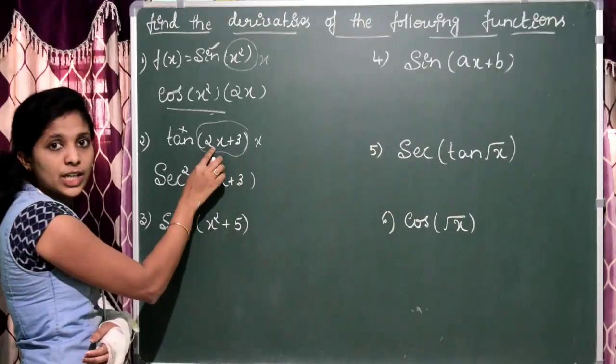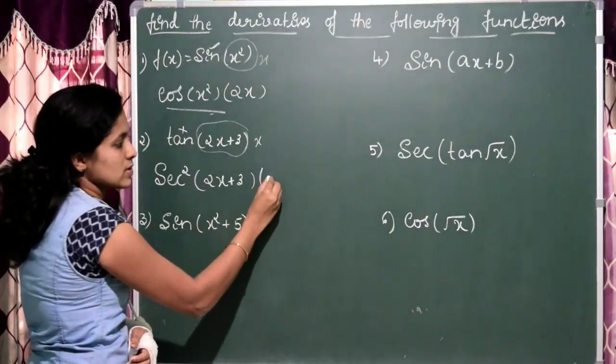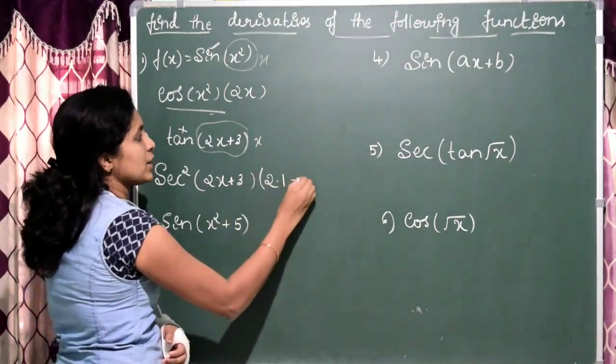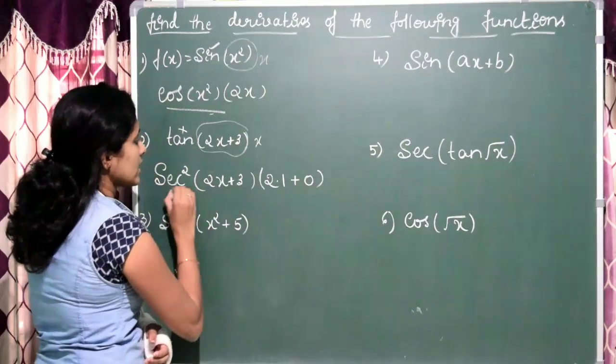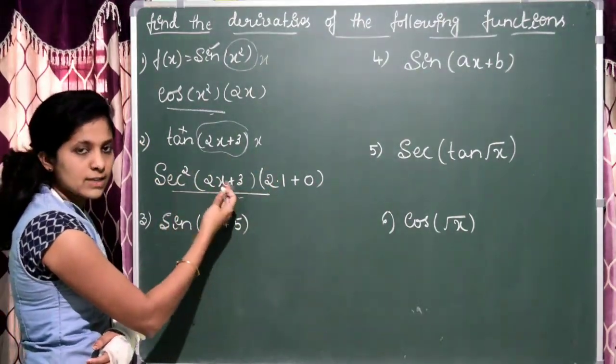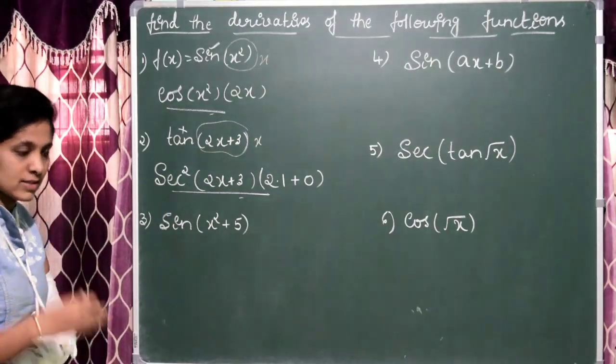Now we have to find the derivative of 2x plus 3. So this is now the derivative of 2x. 2 is constant as it is. Derivative of x will be 1 plus derivative of 3 will be 0. So next you have to write this one, I mean 2 into secant square of 2x plus 3. So this is the derivative of tan of 2x plus 3. I hope you are understanding this one.